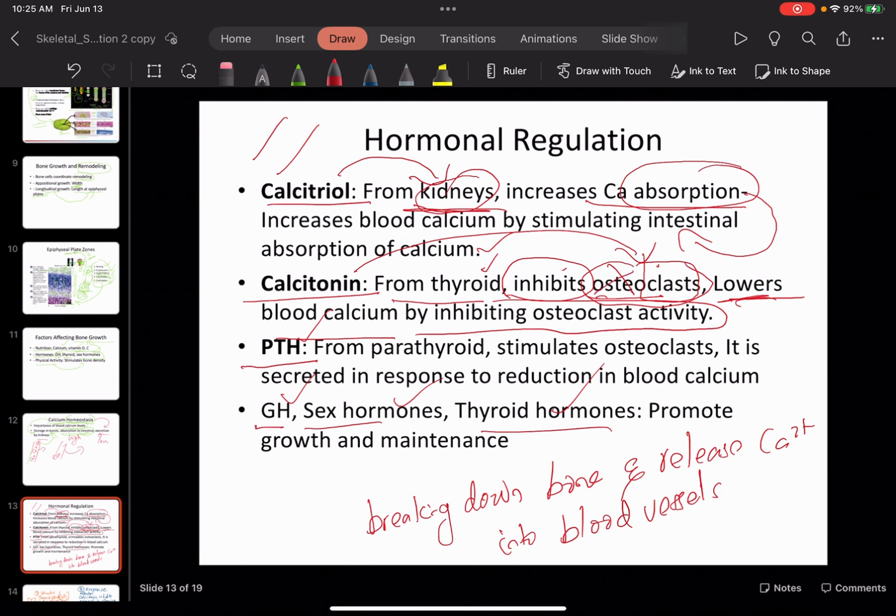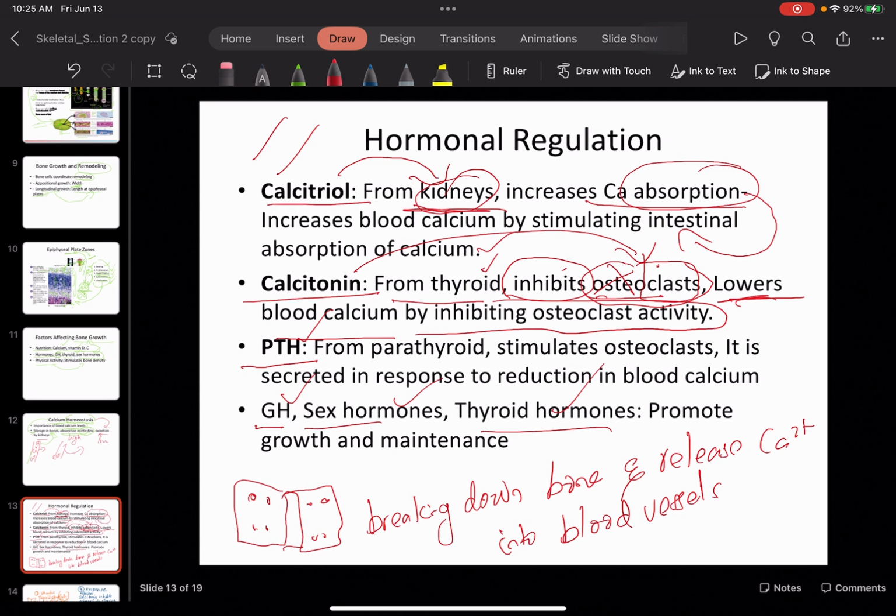Then parathyroid hormone, which is produced from the parathyroid gland. The parathyroid glands are posterior to the thyroid gland. You see the four of them in the posterior view. Those are the parathyroid glands.